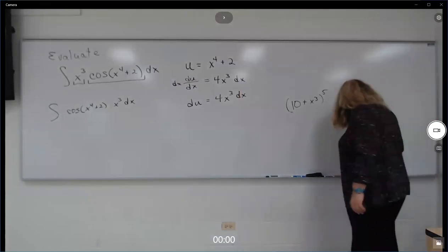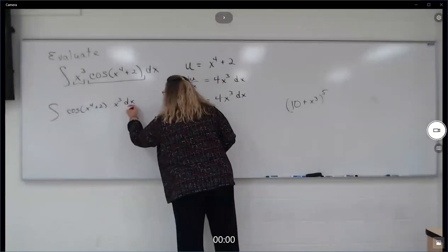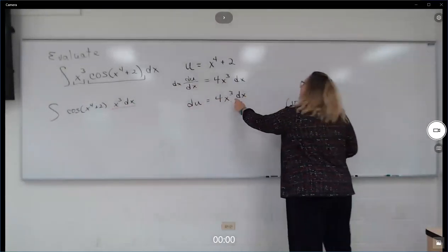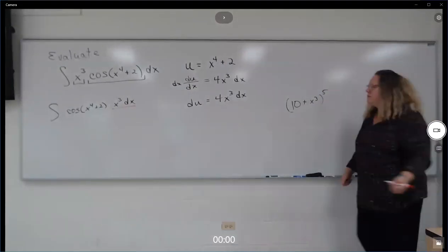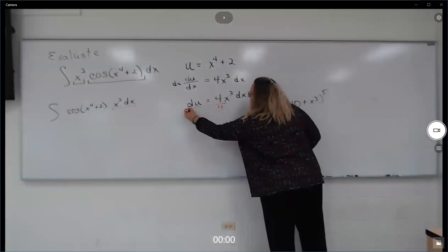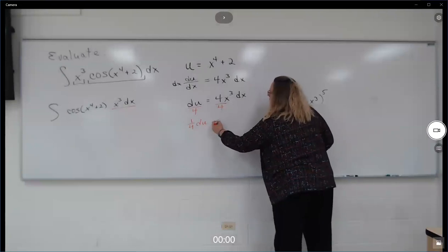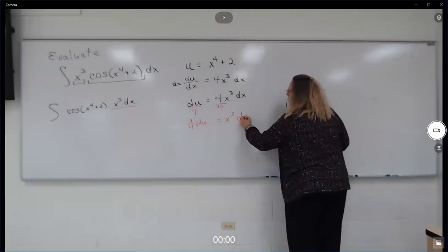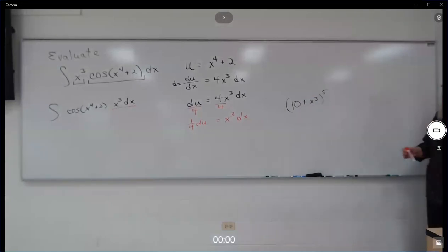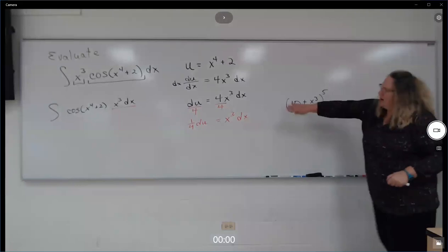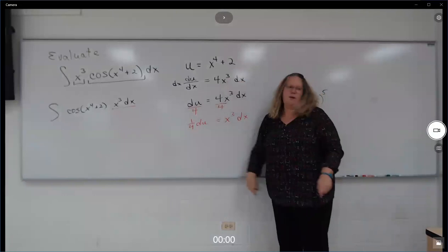So how can we force this to fit? Well, I have an x to the third dx. How can I make this right side be an x to the third dx? Divide by 4. Now I have 1/4 du, and there it is, equals x to the third dx. And I forced it to fit. You force that right side. The right side is what has the x's. You force that right side to match the rest of your problem.